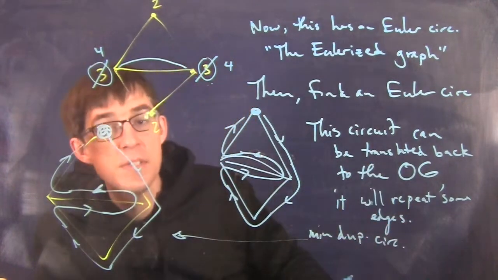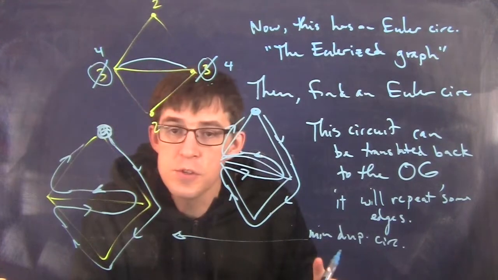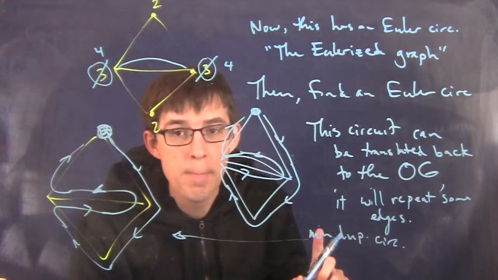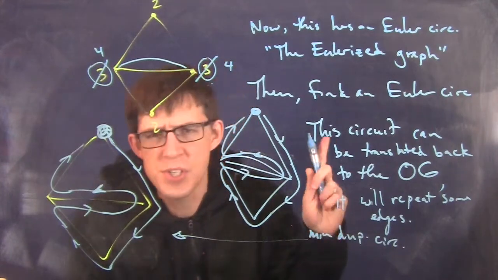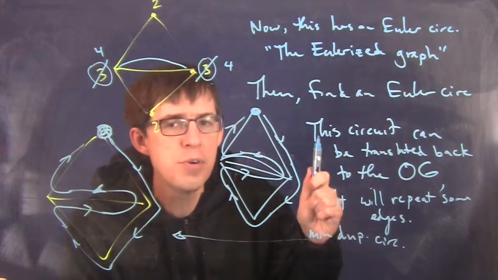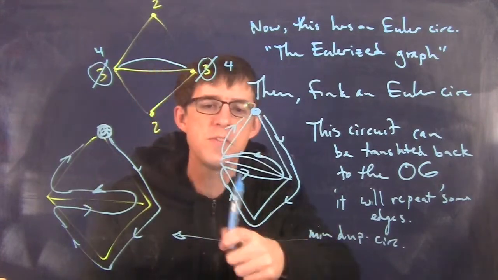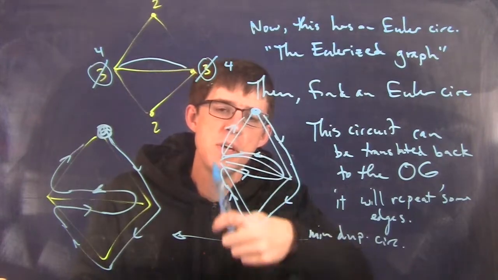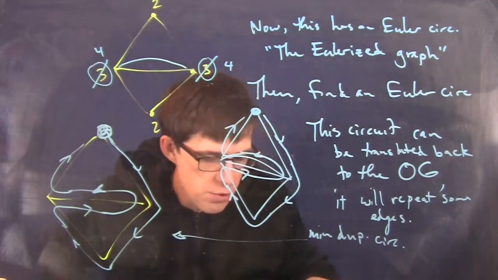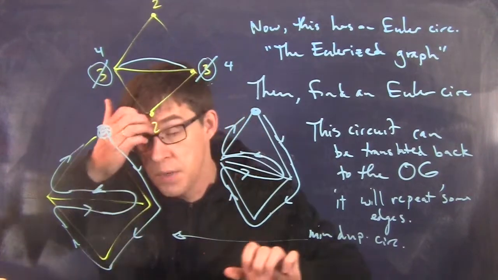All right. So this is the idea of finding a minimum duplication circuit. First, you Eulerize the graph by doubling some of the existing edges. You gotta make sure you don't just invent new edges. You don't create new edges where there weren't edges before. You have to double existing edges. That's so that this last part of the process works. You have to be able to translate this onto the original graph. And if you create new edges that never existed, you won't be able to translate it onto the original graph.